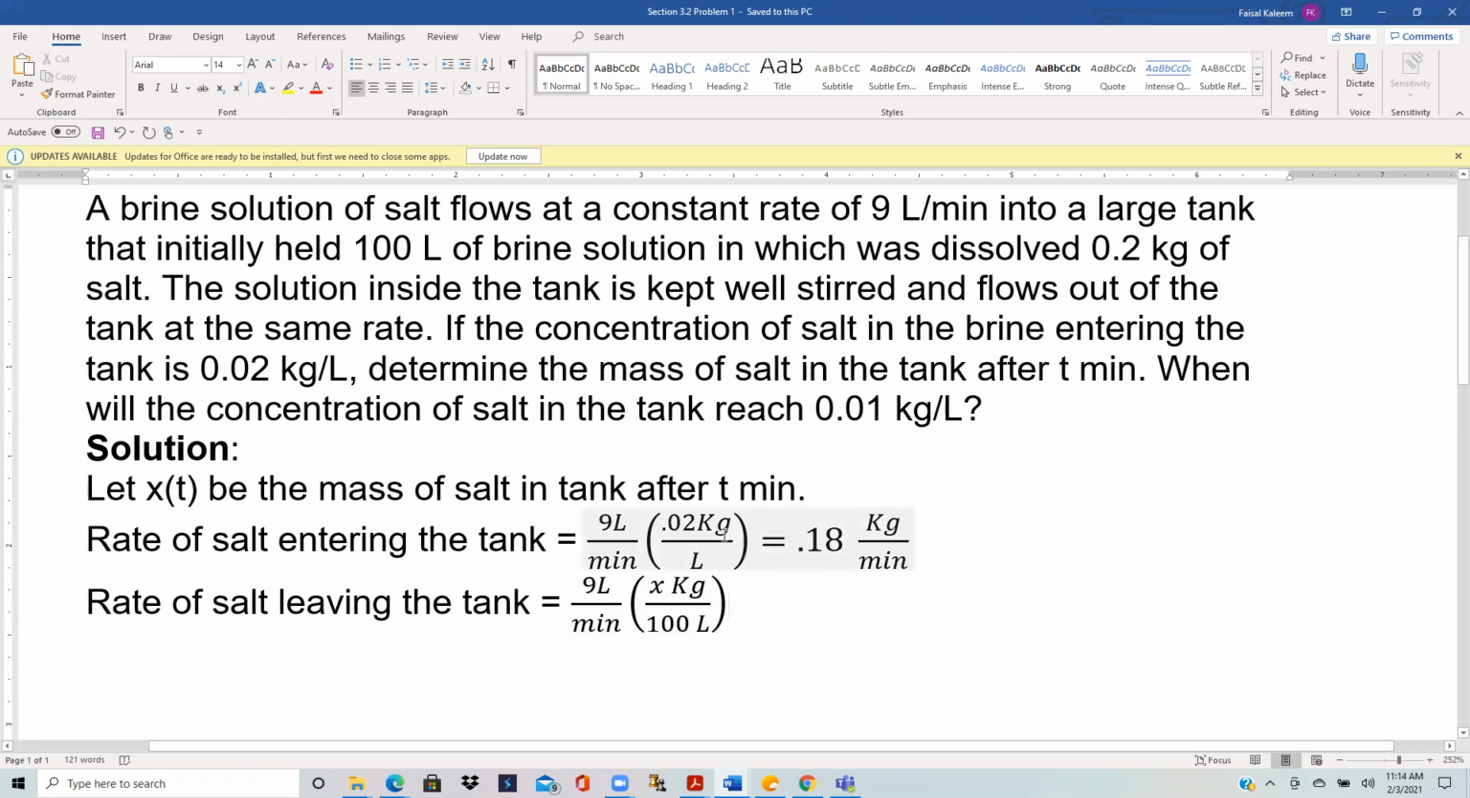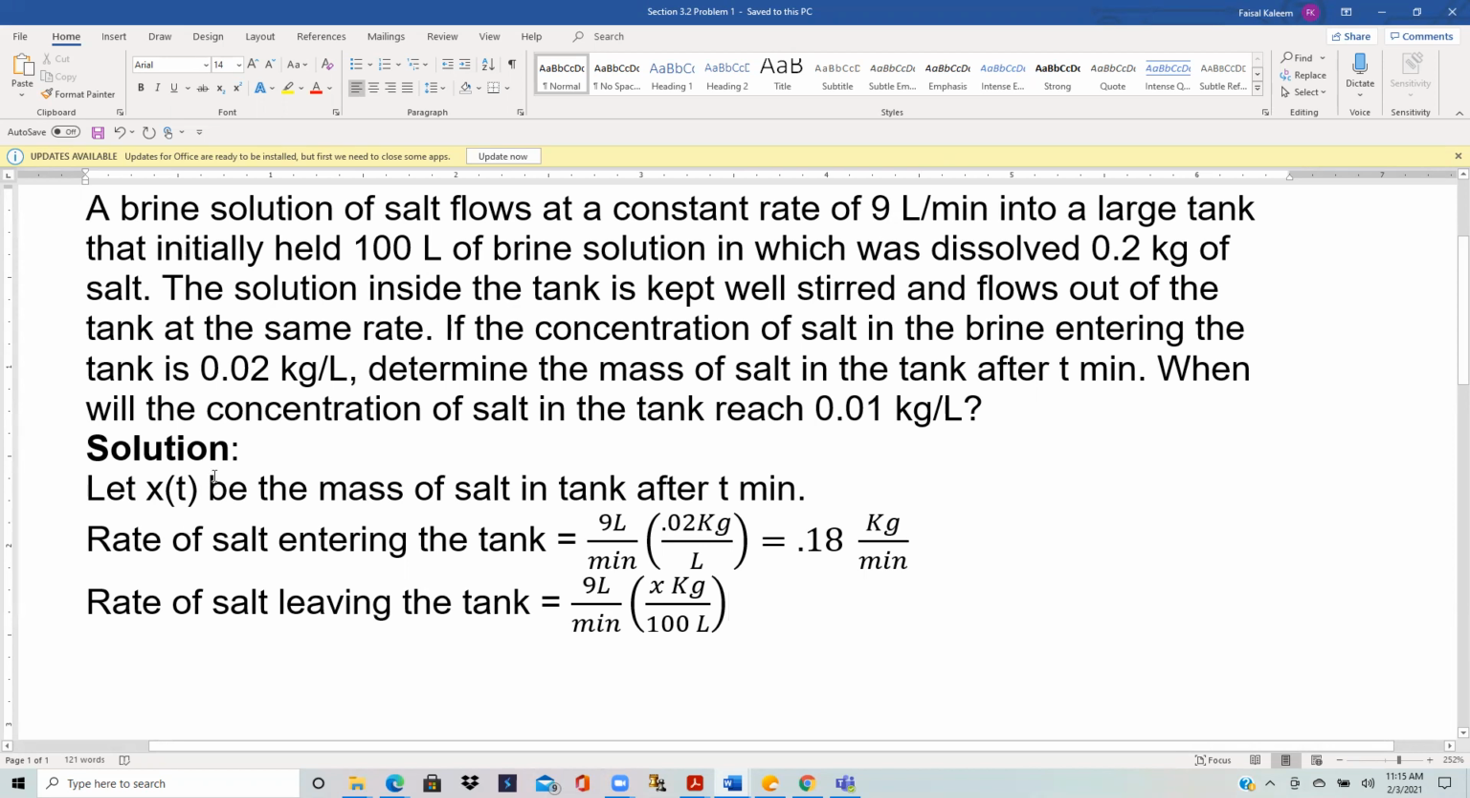Since we are interested in the mass of the salt, we will first change the rates. For example, the rate that is given here is liters per minute, so that doesn't involve the mass of the salt. Mass of the salt is in kilograms. So we will change concentrations into mass of the salt per time, or kilogram per time.